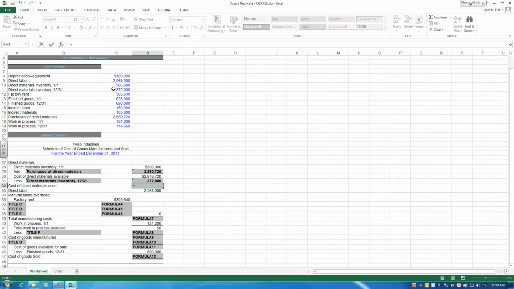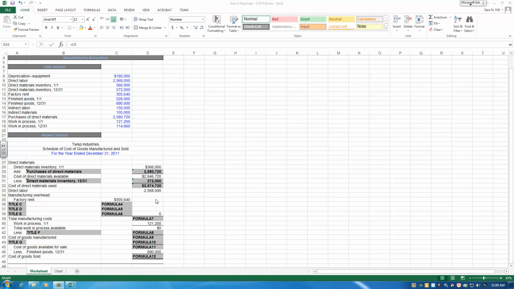Let's go ahead and build our formula. We take our beginning inventory plus our purchases. Or we could have maybe grabbed just cell D30 minus our ending inventory. So we're going to get a cost of direct materials used of $2,574,720.